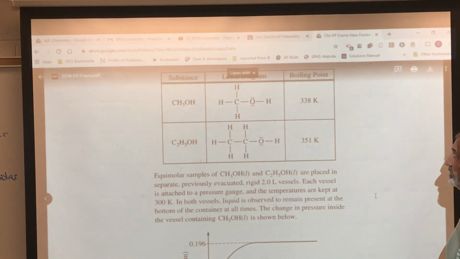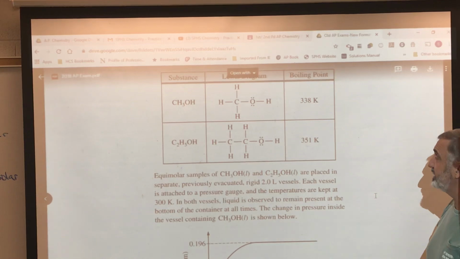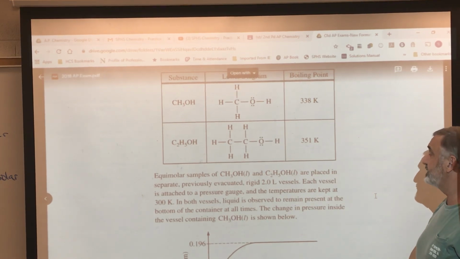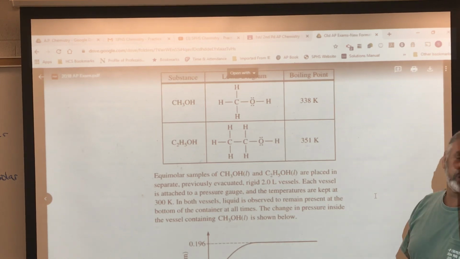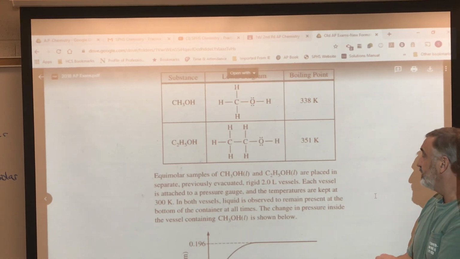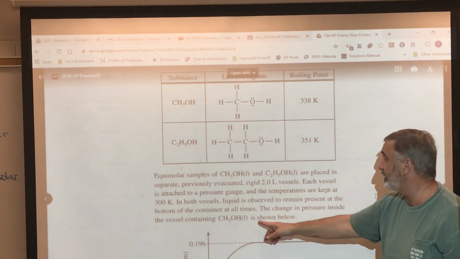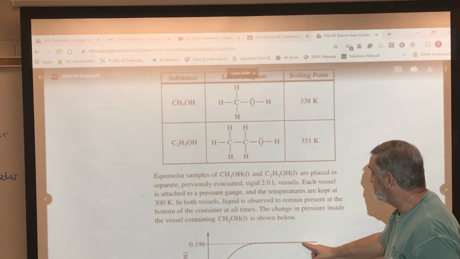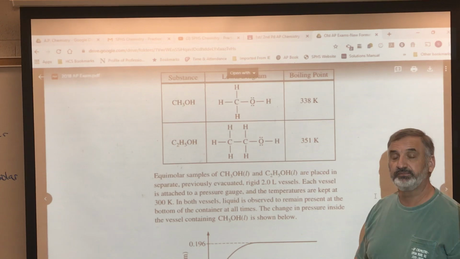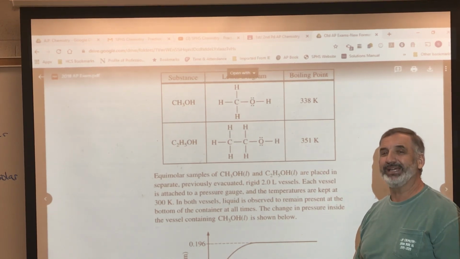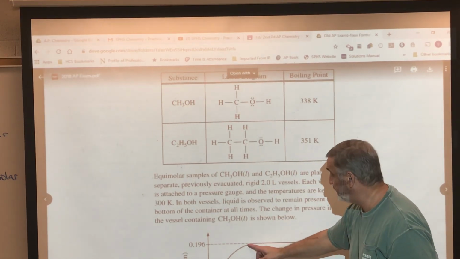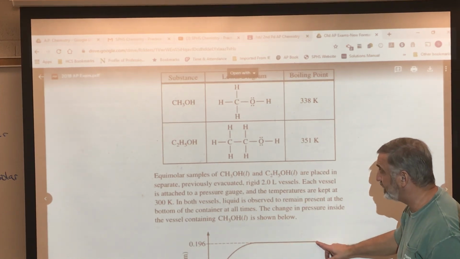So equimolar samples of methanol and ethanol are placed in separate, previously evacuated, rigid 2-liter vessels. Each vessel is attached to a pressure gauge, and the temperatures are kept at 300 K. In both vessels, liquid is observed to remain present at the bottom of the container. So in other words, it doesn't all evaporate. The change in pressure inside the vessel containing methanol is shown below. So in other words, it's evaporating, evaporating, evaporating. What does this mean once it gets horizontal? Well, it means, you guessed it, it's at equilibrium. So it reached equilibrium.